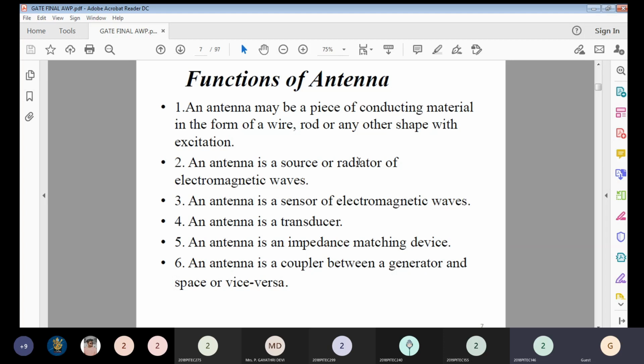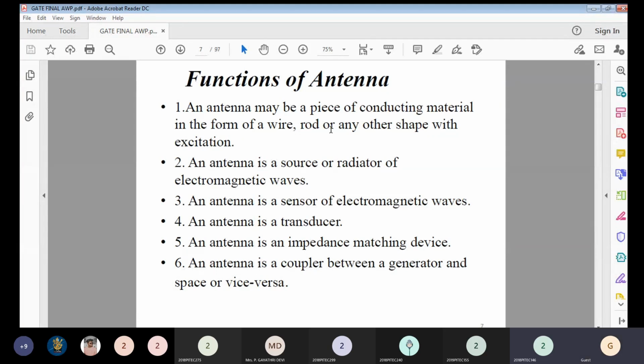A coupler is also called a balun. Balun is the full form of balancing and unbalancing unit. For that purpose, we use the antenna. So antenna is the device which we use for these many functions. These are called the basic functions of antennas. Okay, next.